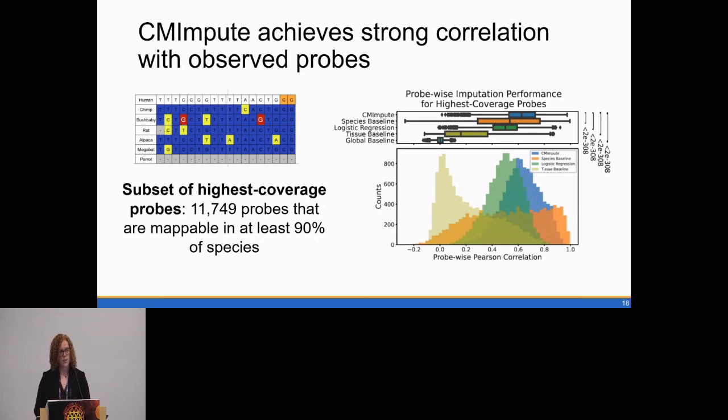We define the subset of highest coverage probes as the 11,749 probes that are mappable in a significant proportion of the species with annotation files available. We specifically focus on this subset of highest coverage probes for the probe-wise samples, and this subset are less likely to be driven by differences in mappability across species and more likely to reflect within species methylation signals. On this subset, CM-impute achieved a mean probe-wise correlation of 0.623, significantly outperforming the baselines.